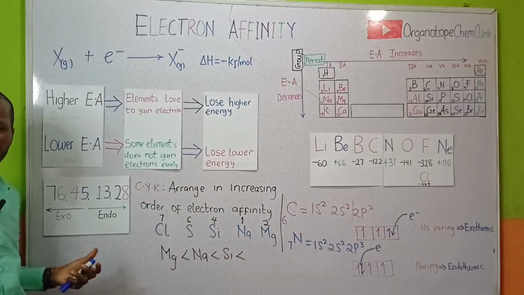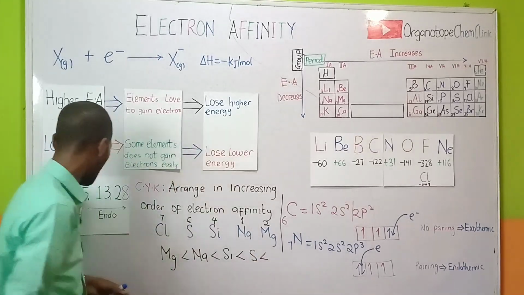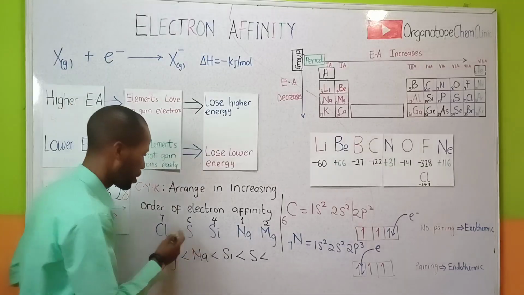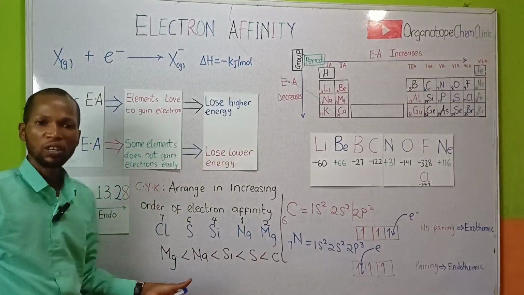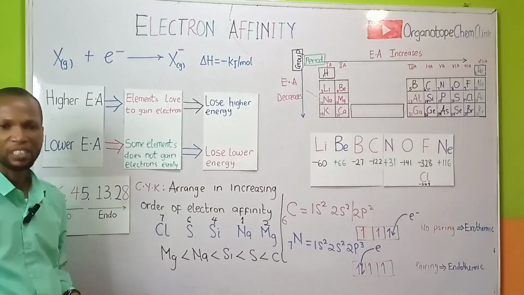Do we have elements in group 6? That's right. We have sulfur less than. Do we have elements in group 7? That's right, chlorine. So, in this order, chlorine has the highest what? Electron affinity. Make sense?